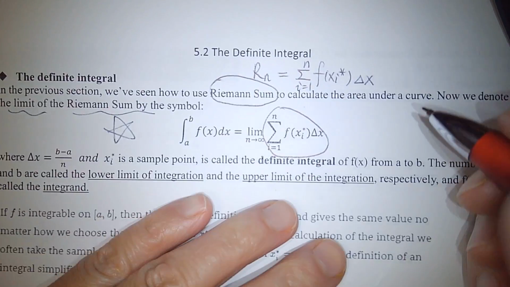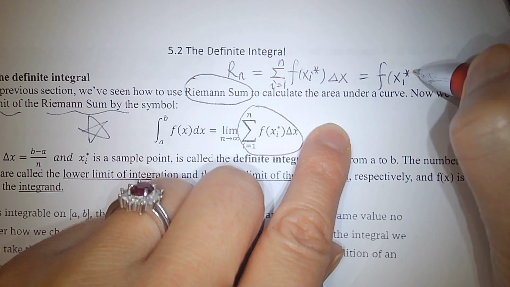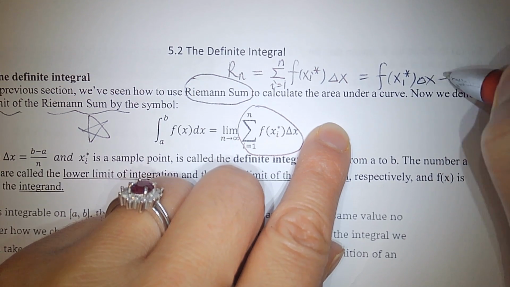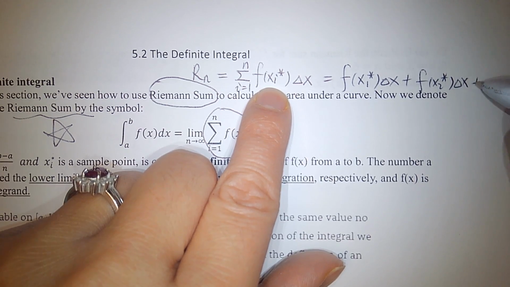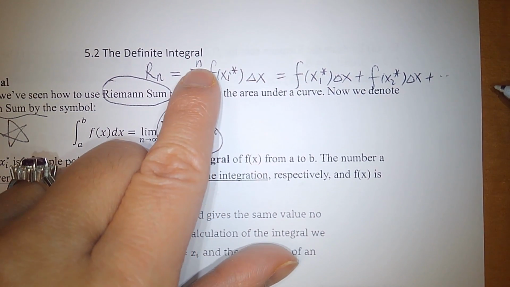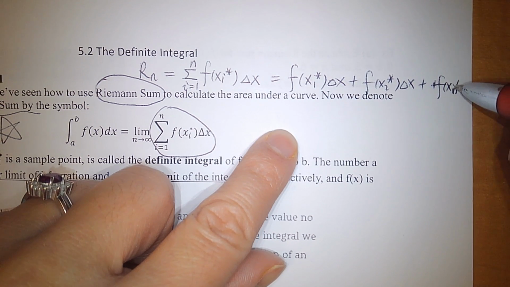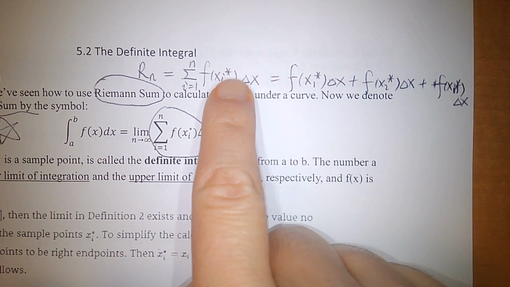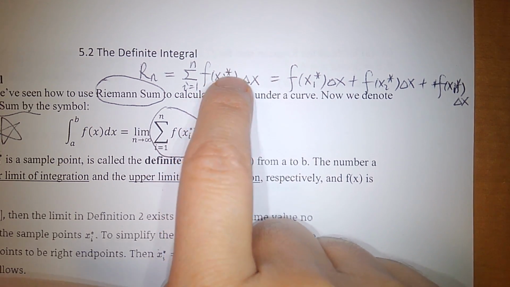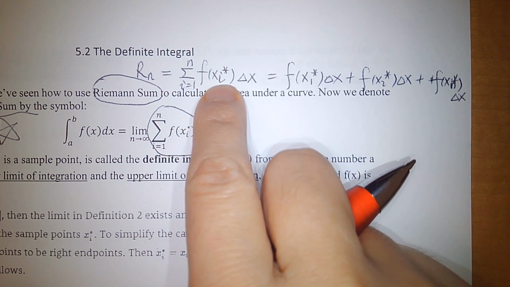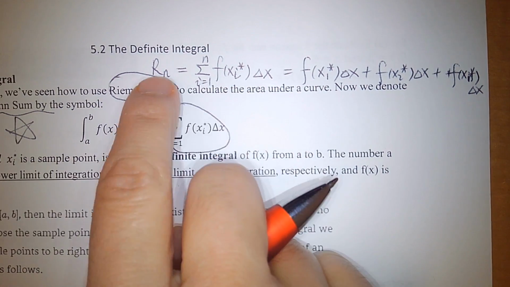This means when i equals 1, we have f of x1 star times delta x, plus, when i equals 2, f of x2 star times delta x, plus, until i equals n, f of xn star times delta x. The reason we use a star is that it's a sample point. So xi star is a sample point in each sub-interval. This is called a Riemann sum.